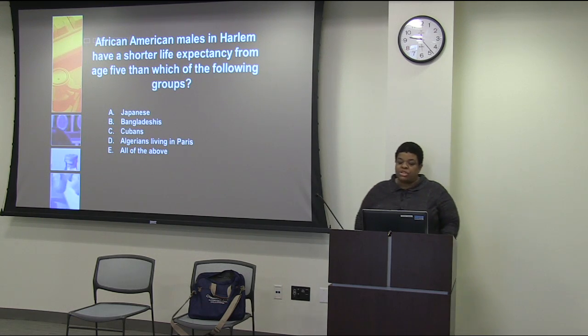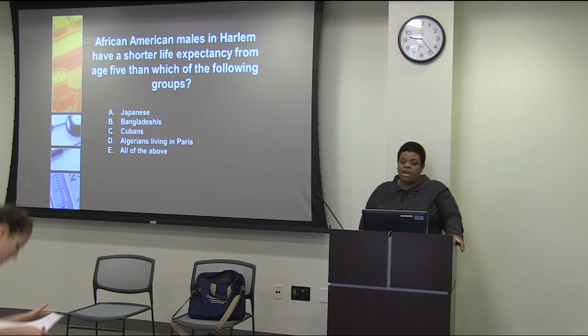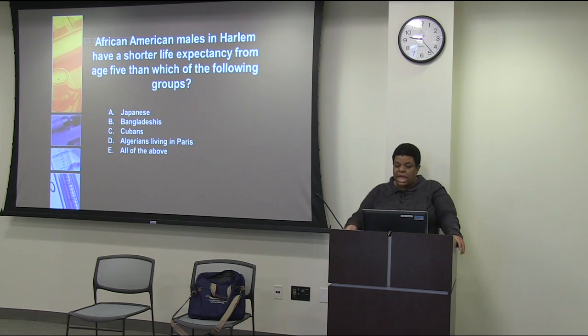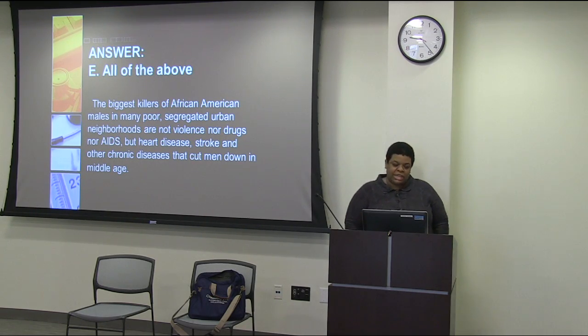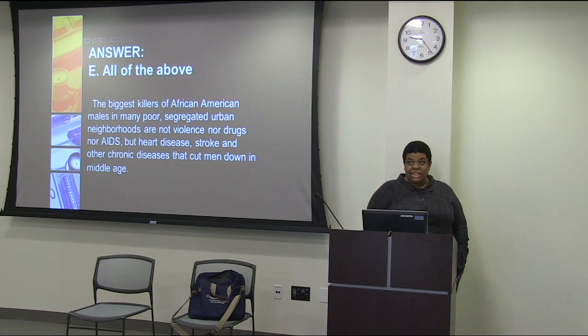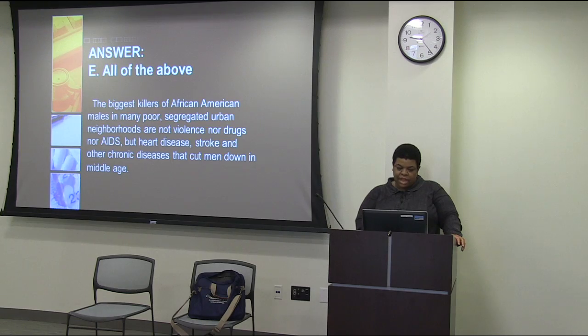Next question. African American males in Harlem have a shorter life expectancy from age 5 than which of the following groups? Japanese, Bangladeshis, Cubans, Algerians living in Paris, all of the above. All of the above. Yes. So if we think about the issues related to premature death among African American men, we find that they're living in poor, segregated urban neighborhoods, but heart disease, stroke, and other chronic diseases are really impacting people, especially African American males.